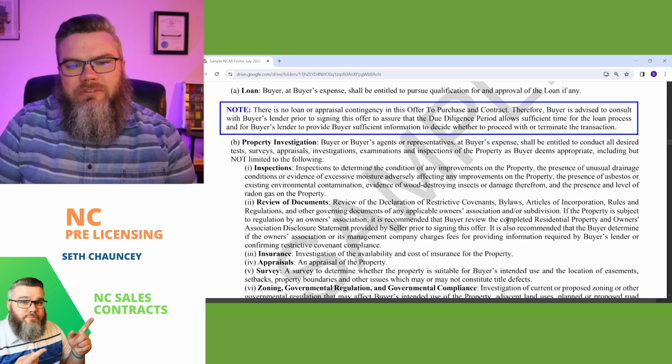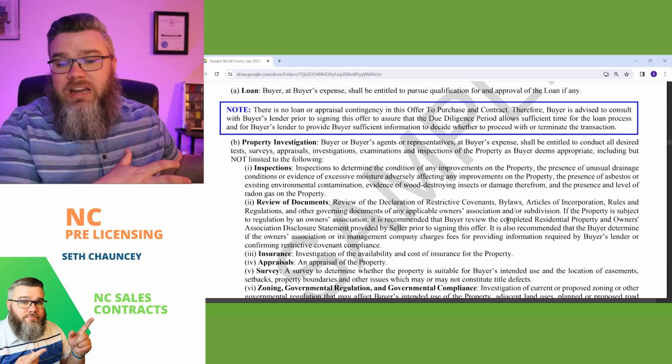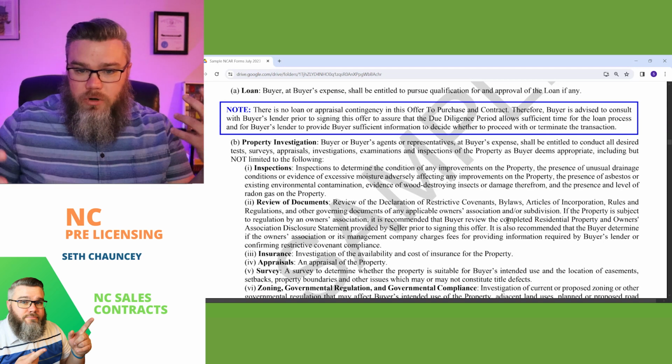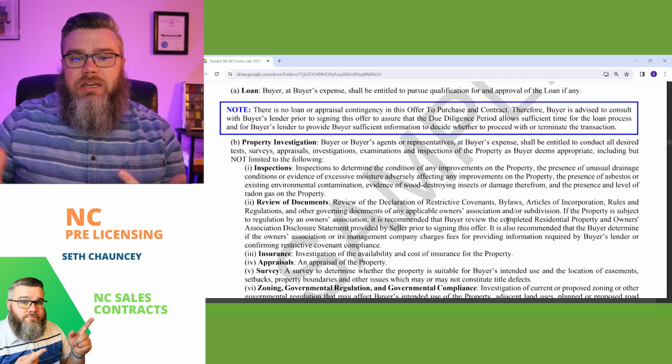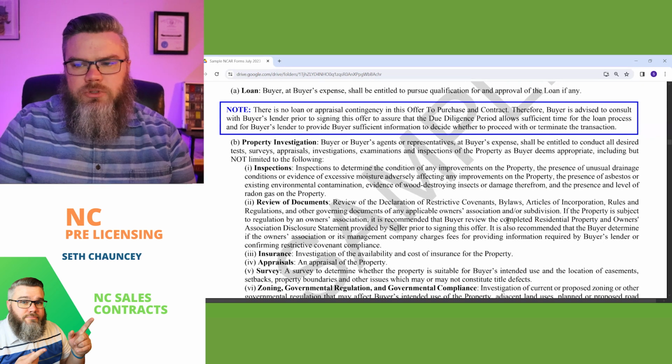So if we put in some type of financing contingency, hey, if I can't get financing, I'm backing out and I don't want any penalties. If I can't sell my house, I'm backing out. I don't want any penalties. Those are just some common examples of a contingency.